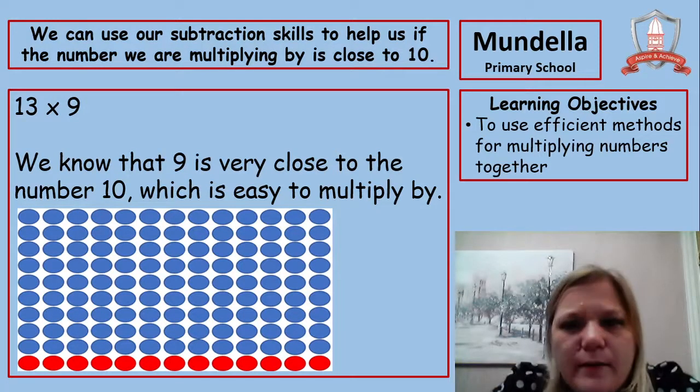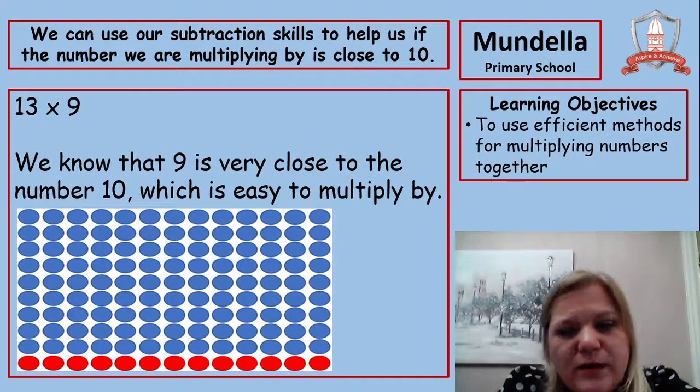Now, the final way that I'm going to work through with you is where if you've got a number that you're trying to multiply and it's close to a 10, we can use our knowledge of our 10 times tables, because they're easy, to work out the answer. Okay, so we're going to work through this one together.